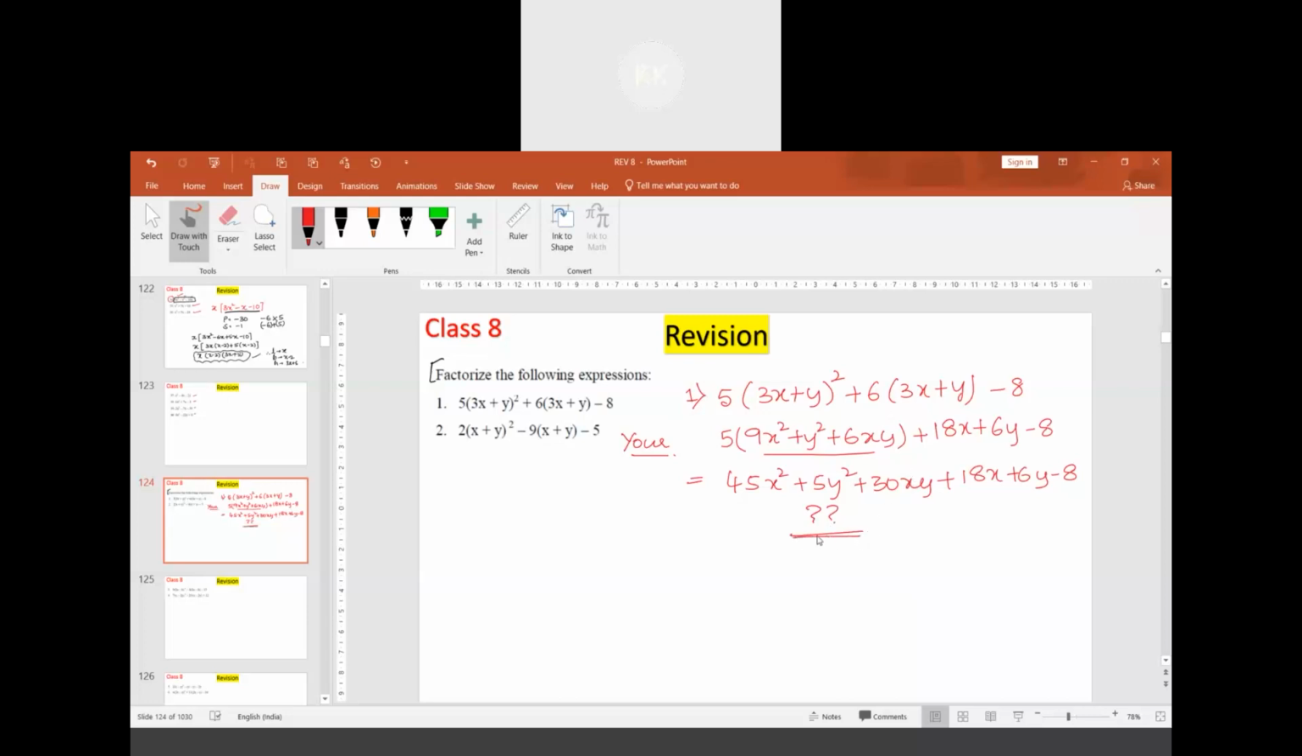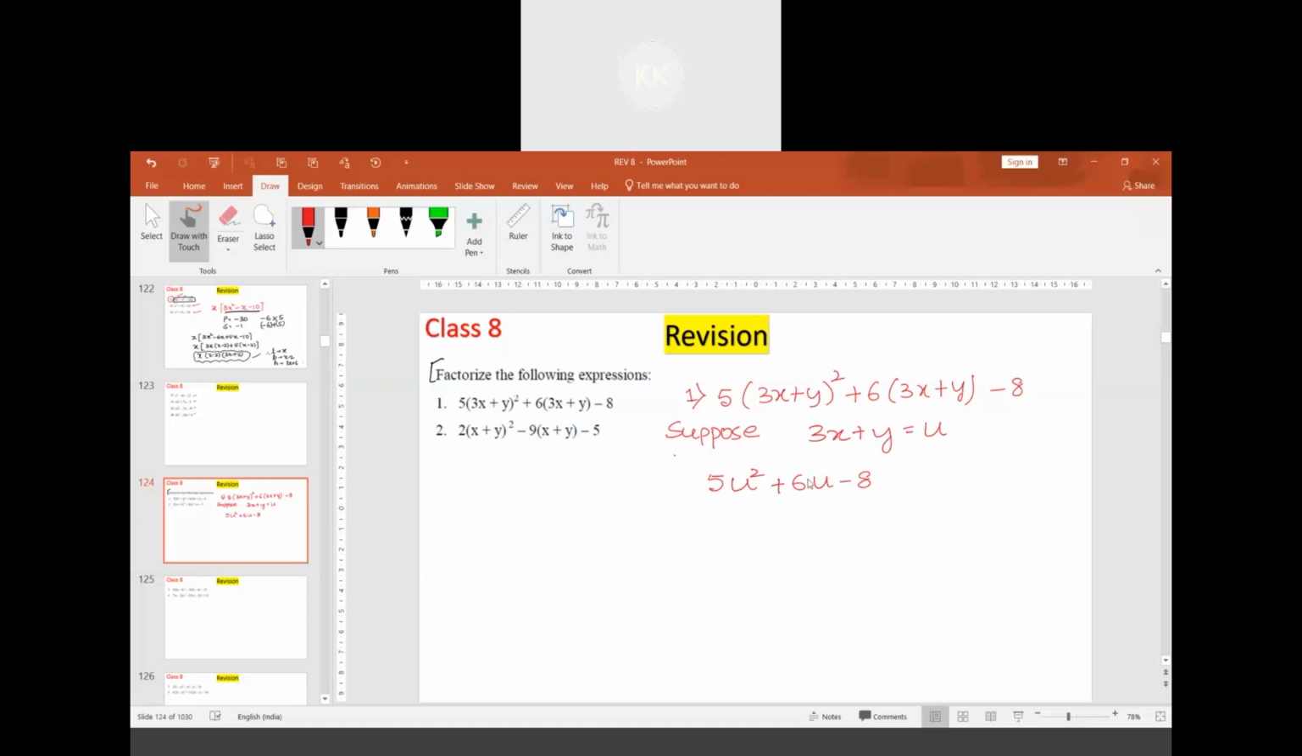So we can regroup. Let me give an idea. The idea is, let us take 3x plus y as something common. Let us represent 3x plus y as some letter. Suppose this 3x plus y is taken as a letter u. It becomes 5 times of u square plus 6 times of u minus 8. It becomes a simple expression.